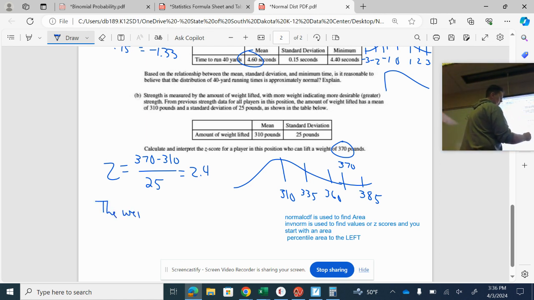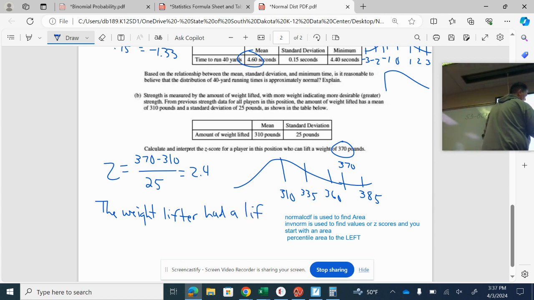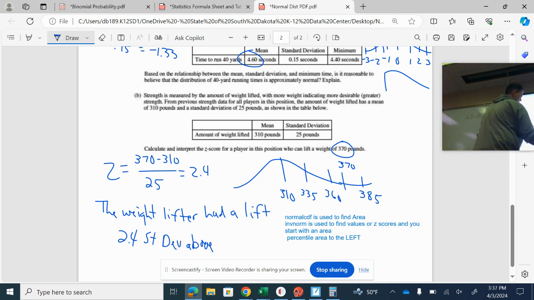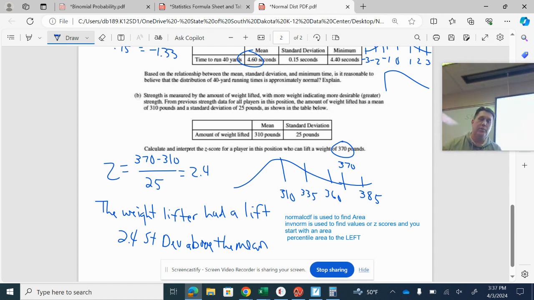The weightlifter had a lift 2.4 standard deviations above the mean. Remember what a z-score does? It calculates the standard deviations you are above the mean. It doesn't need to be normally distributed. I know I drew a normal curve. You cannot calculate with this one since we don't know it's normal. You can't calculate percentages, but you can definitely say that that person was 2.4 standard deviations above the mean.